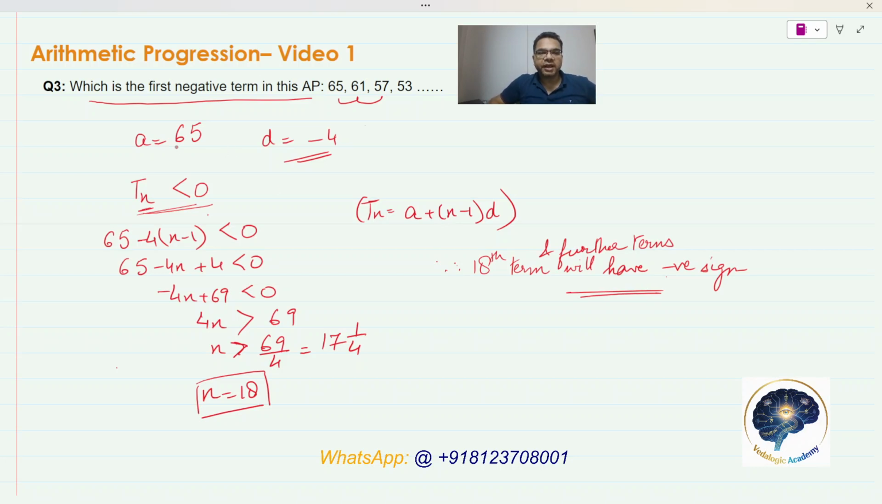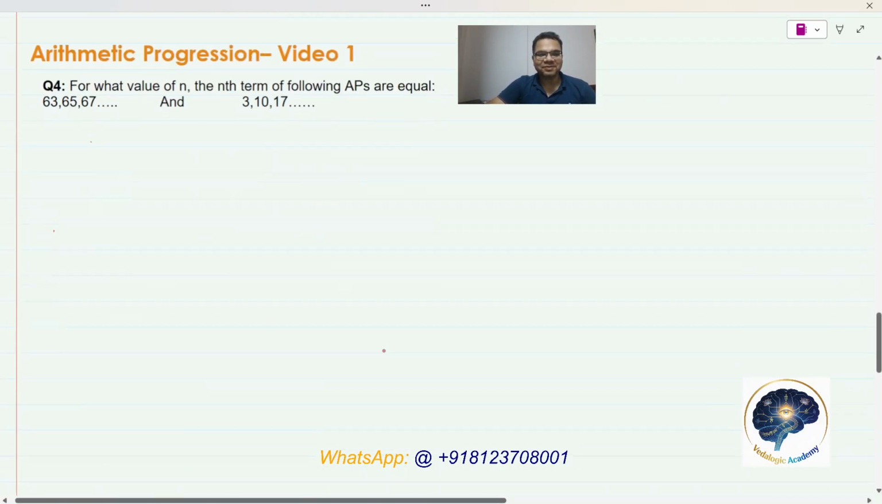So I've used A as 65 because that's given. D is minus 4. If you see here, 65, 61, 57, 53, we're decreasing by 4 again and again. So I've set D as minus 4. Now the question is, we have to find the term which is the first negative term in this AP. So that's what I have to find out. So I'm saying, let's say the term n is less than 0, and we have used that to find the value of n. Hope this is clear. I'll go to the next question.